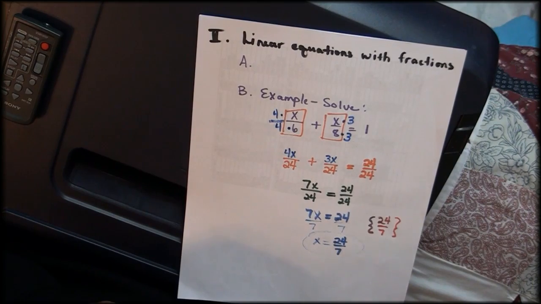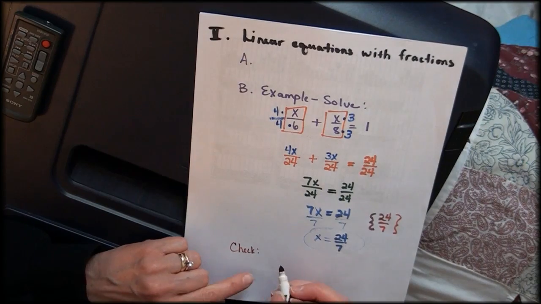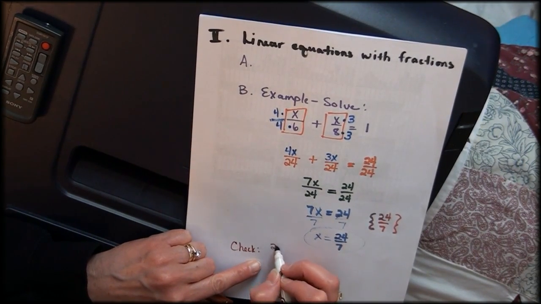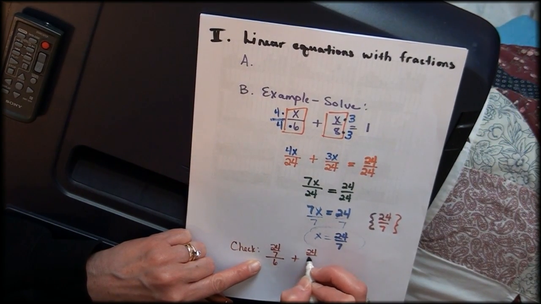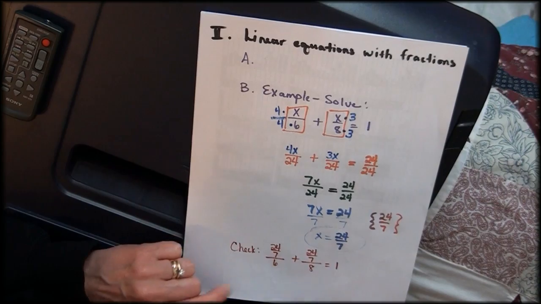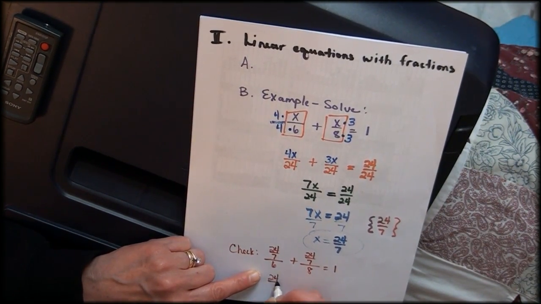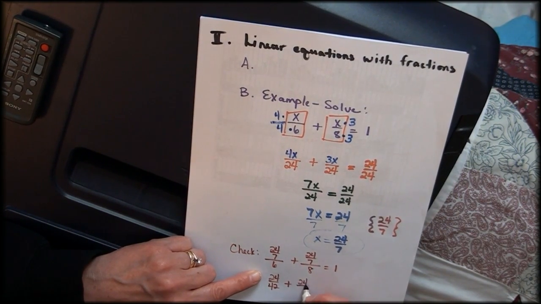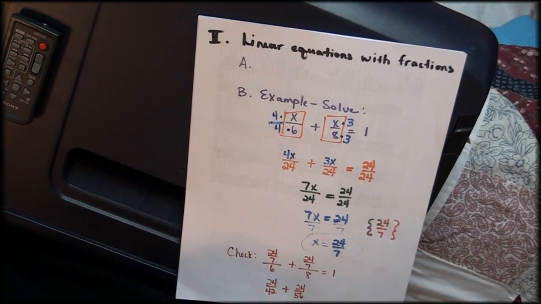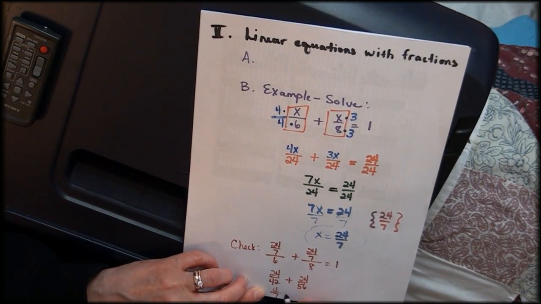Now I could check it, once again. To check, that means I take my 24 over 7, put it up here, divide it by 6. I take my 24 over 7 over here, divide it by 8. And I should get a 1 out of that. Well, 24 over 7 divided by 6 will be 24 over 42. And 24 over 7 over 8 will be 24 over 56. And then this reduces to 4/7. And this reduces to 3/7.